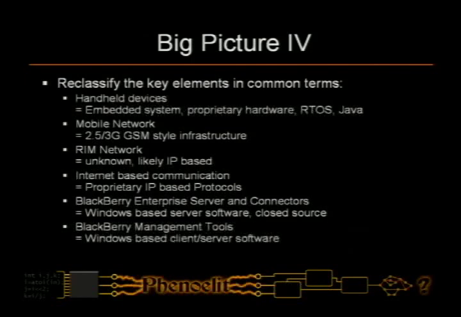The handheld devices, for example, are an embedded system. It's obviously proprietary hardware. It has a real-time operating system because that's required to run a GSM engine. And it obviously has Java, because the applications are slow. You have a mobile network, a 2.5 or 3G GSM network. You have a RIM network, of which you don't know anything, but it's fairly likely that it's IP-based. You have the internet-based communication, which is certainly going to be IP, but there is some proprietary stuff going on in there. You have the enterprise server connectors, which is Windows-based service software.